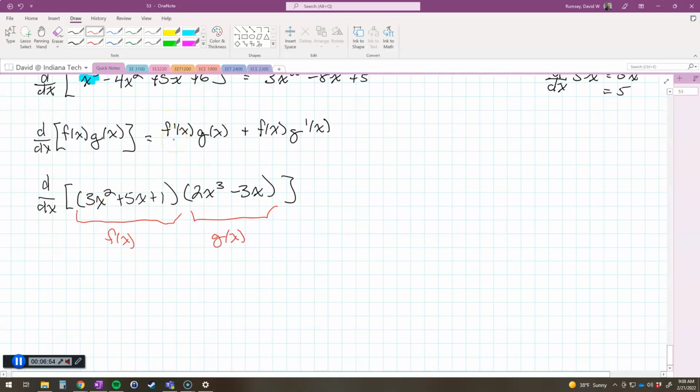So it's the derivative of the first. So this is equal to derivative of the first. Well, that would be 6x plus 5. But that's a quantity, so I'm going to put parentheses around that. And then it's times the second. And then it's going to be plus the first term times the derivative of the second. So the derivative then would be, well, I'd get 6x squared minus 3.